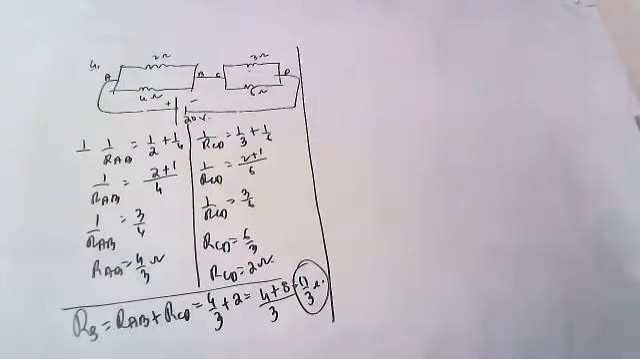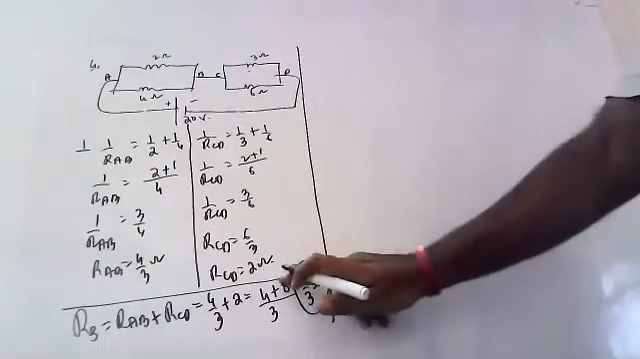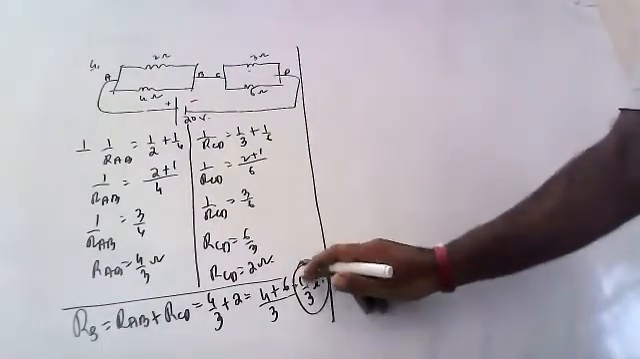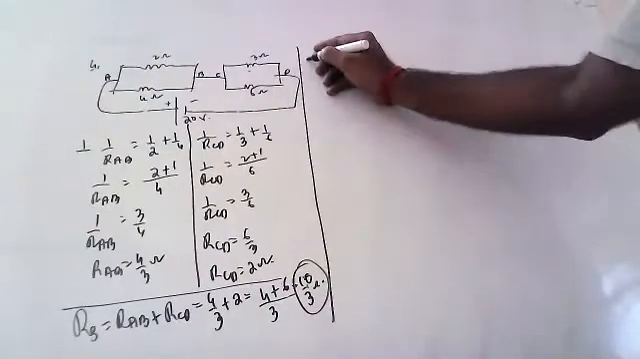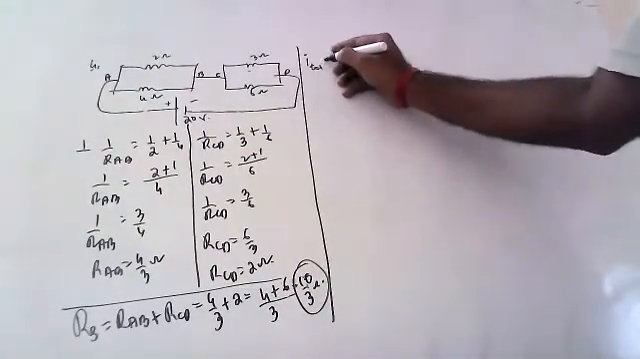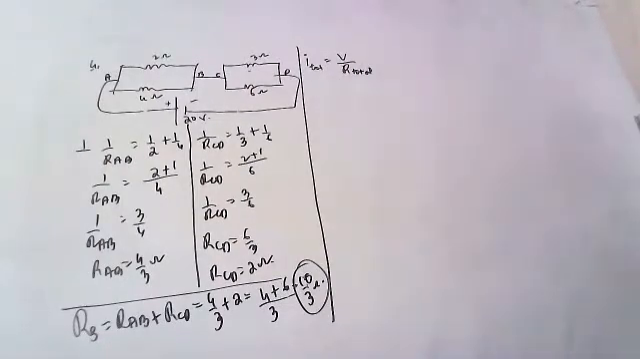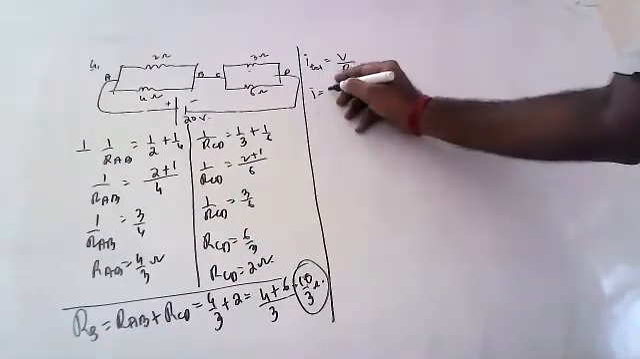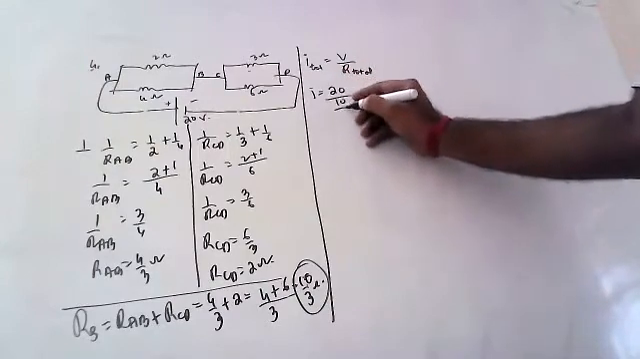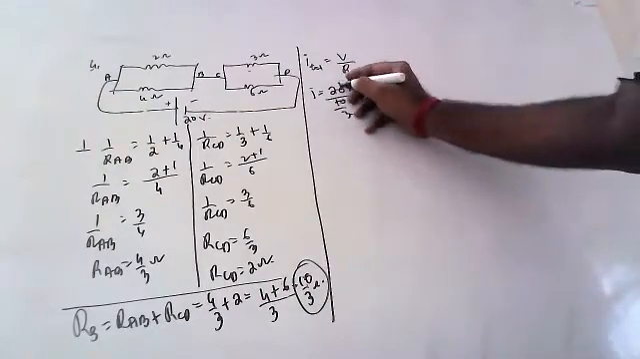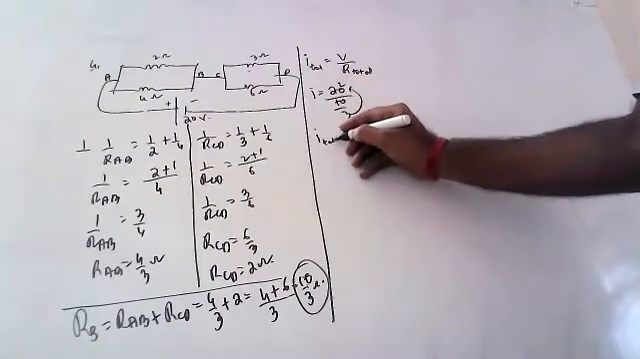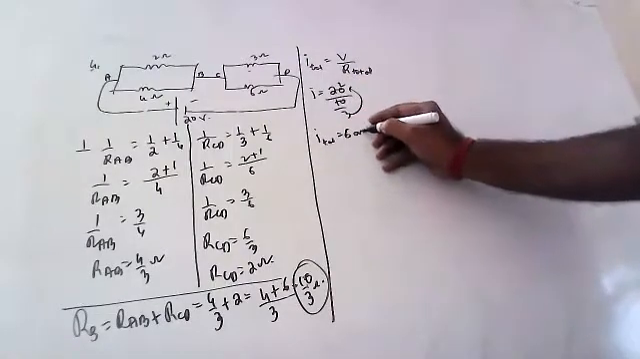Now, 4 plus 6, sir. Okay, 4 plus 6 means 10 by 3. Yeah, thank you, ma'am. So the total current, children. Total current is what, children? V by R total. Okay, see how I am doing, children. We also practice like that. 10, 10 by 3, 3 goes up. So the total current in the circuit, the ammeter reading, will be 6 amperes.